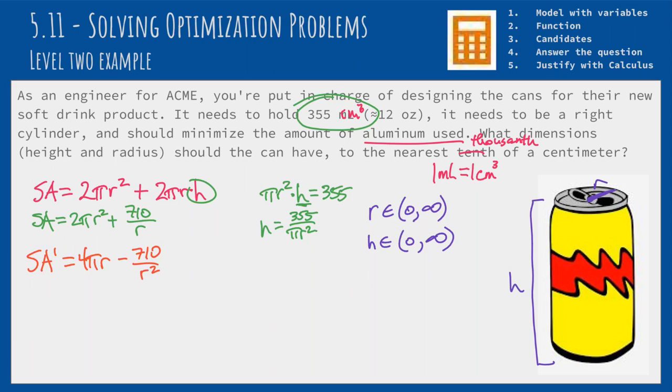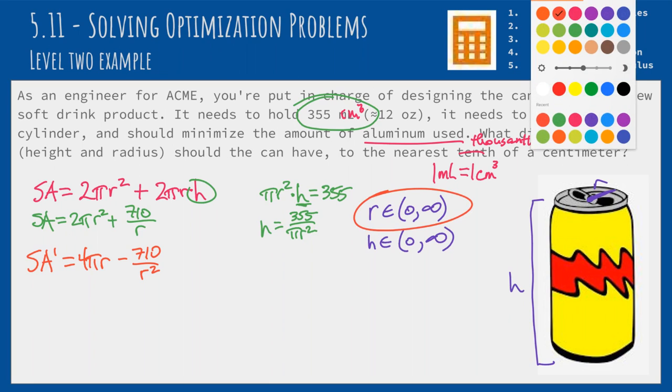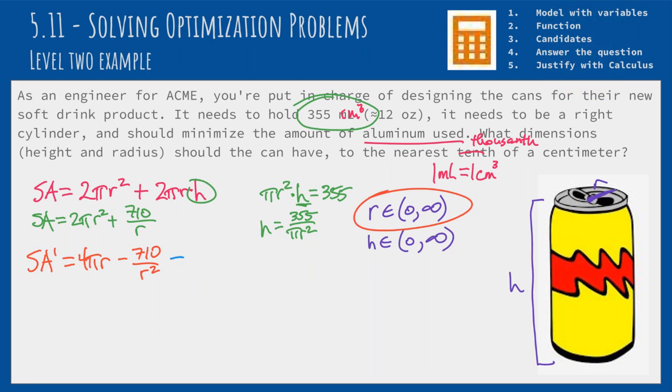And we want to know when that derivative is either equal to 0 or undefined to find critical values. The derivative will be undefined when r is equal to 0, but keep in mind that r is not equal to 0. That's not in the possible values of r that we established early on, so we don't need to identify that as a candidate.